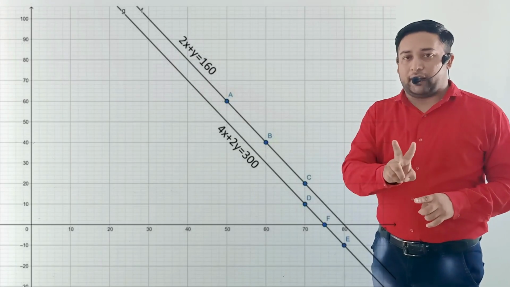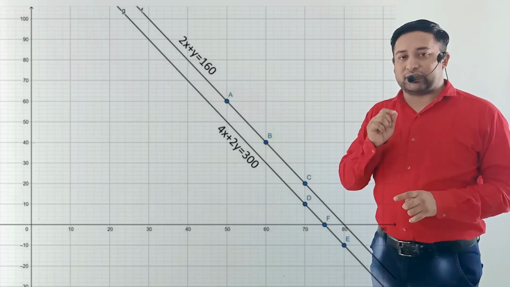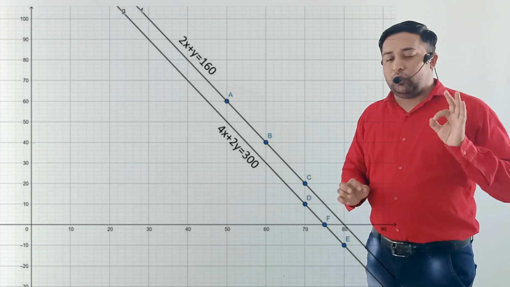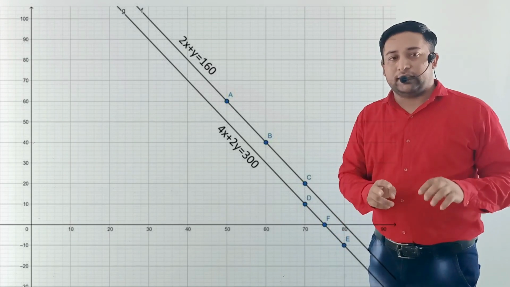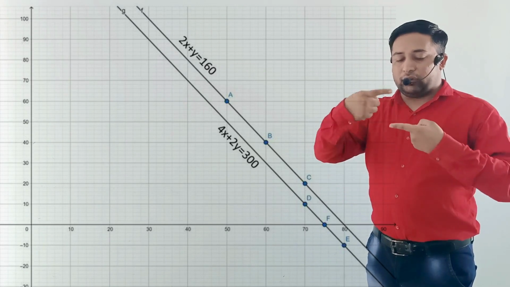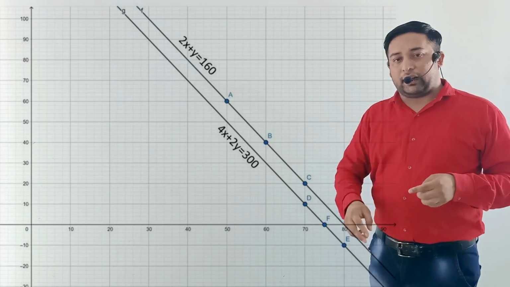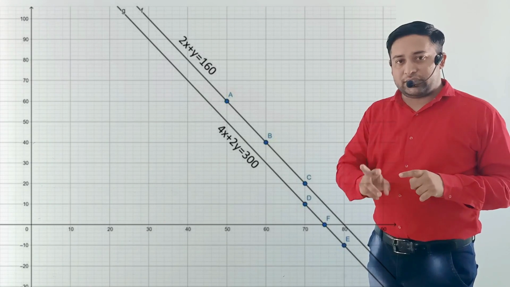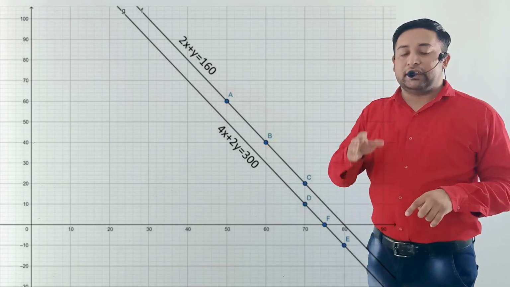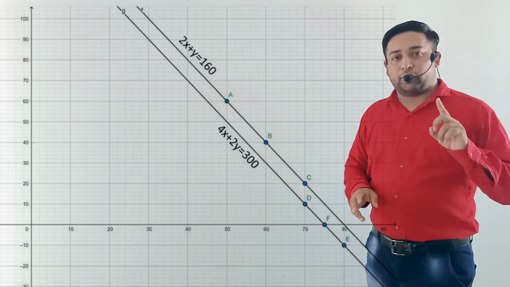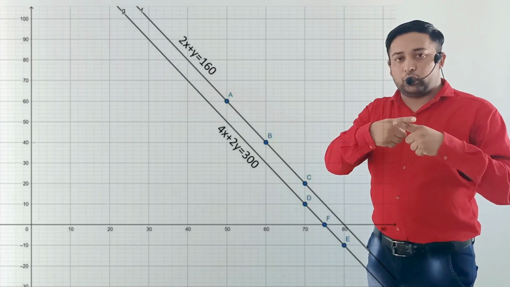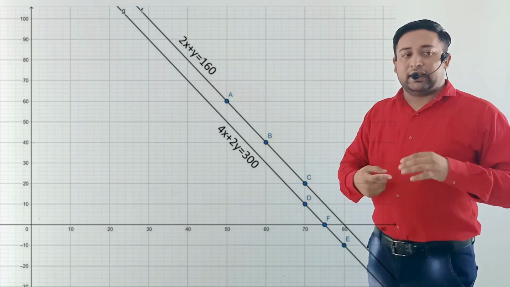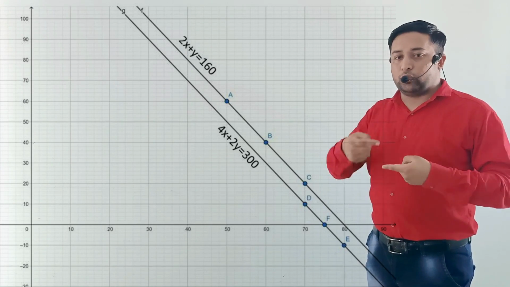Here you can see two graphs. One is for 2x plus y is equal to 160 and the other is 4x plus 2y is equal to 300. Now look closely at these two graphs. These two lines are not intersecting or coincident with each other. However far you draw the graph, or whether you take small or bigger values, these two lines will not intersect each other at any point. So your first graph was showing two intersecting lines, the second graph showing two coincident lines, and the third graph is showing two parallel lines.